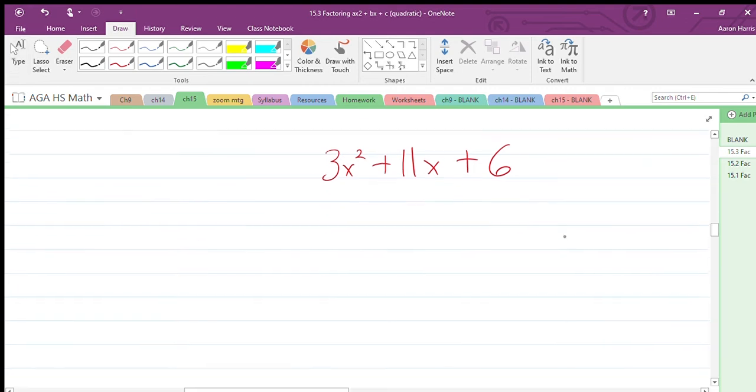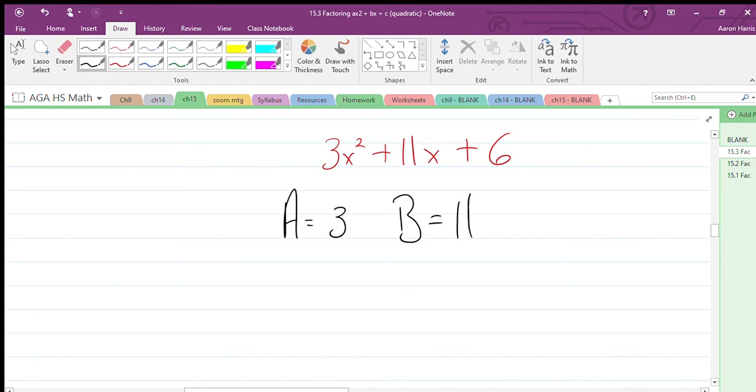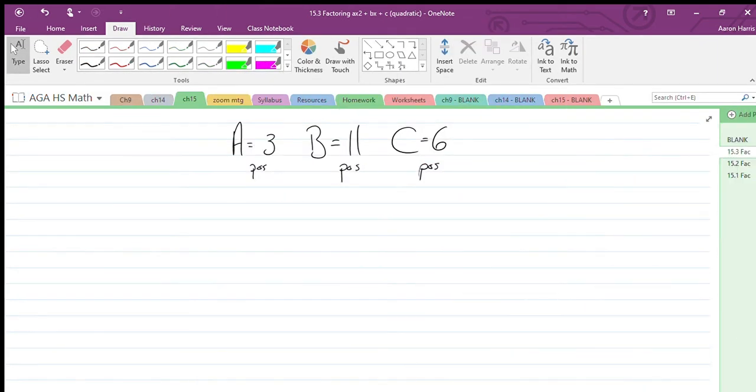Example number 2, the 3x squared plus 11x plus 6. Well, we weren't able to simplify it, but I can still figure out what A, B, and C is. So A is equal to 3, B is equal to 11, C is equal to 6. This is positive, this is positive, this is positive, okay? So I'm able to use a chart on this also, but you need to know what A, B, and C are. All right, so here we go.